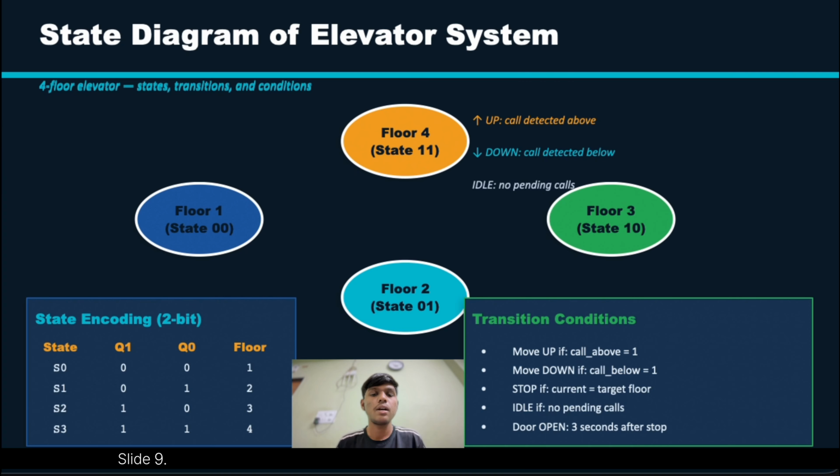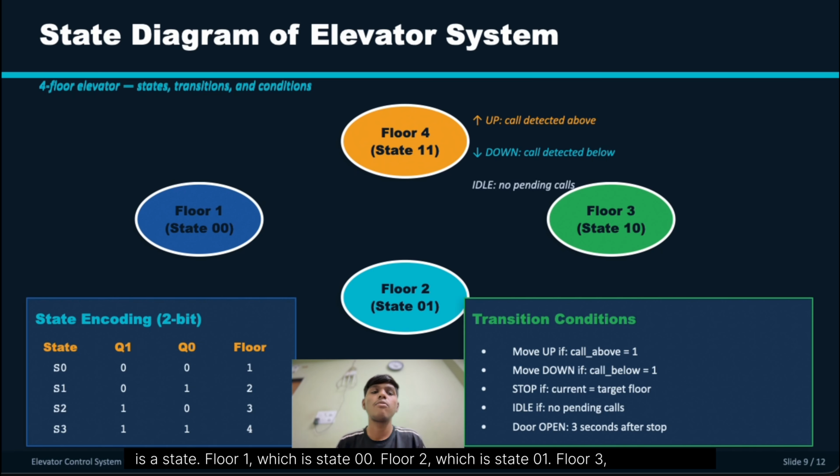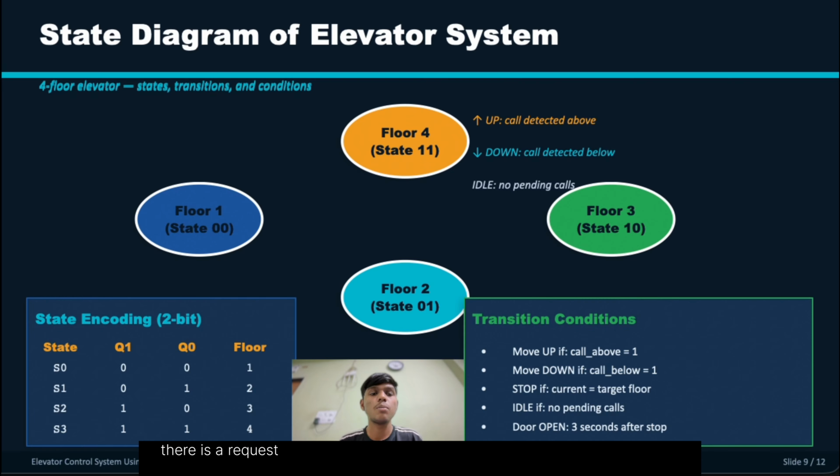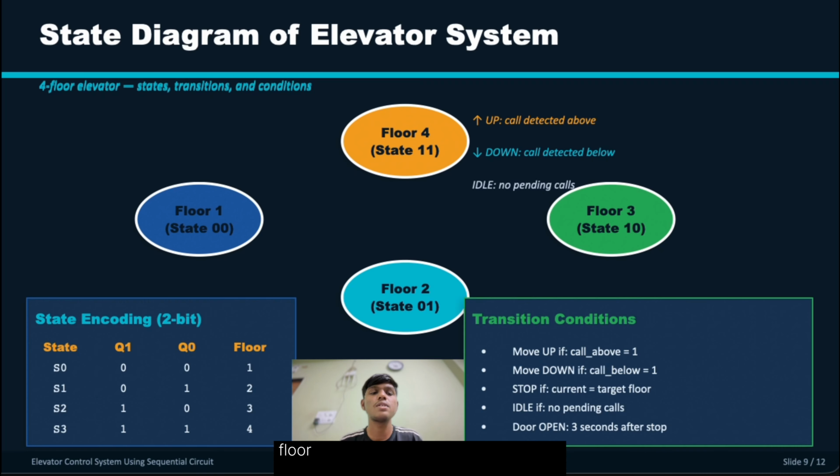Now slide 9. State diagram. The elevator can be represented using a state diagram. Each floor is a state. Floor 1 is state 00, floor 2 is state 01, floor 3 is state 10, floor 4 is state 11. Transitions occur based on conditions like move up if there is a request above, move down if there is a request below, stop when the target floor is reached. This helps in designing and analyzing the system logically.